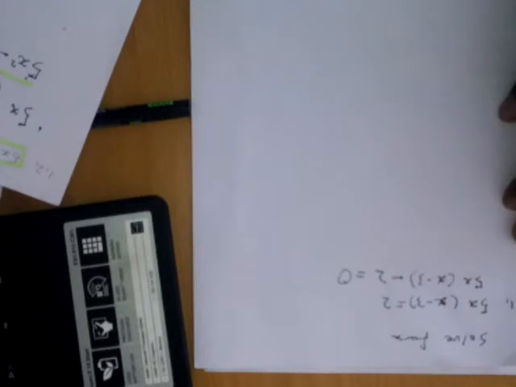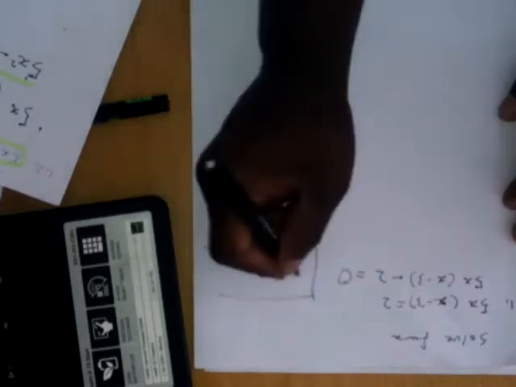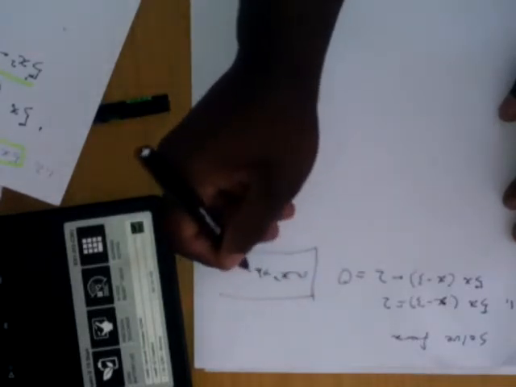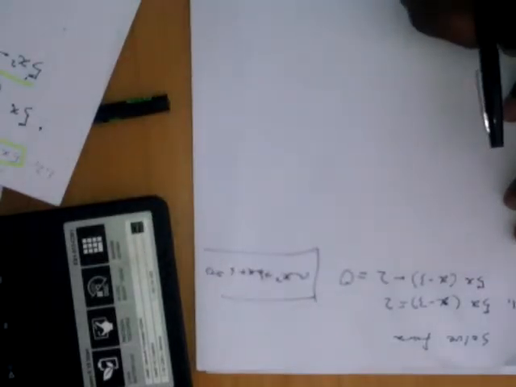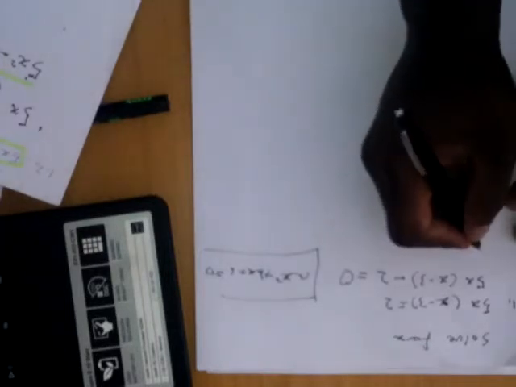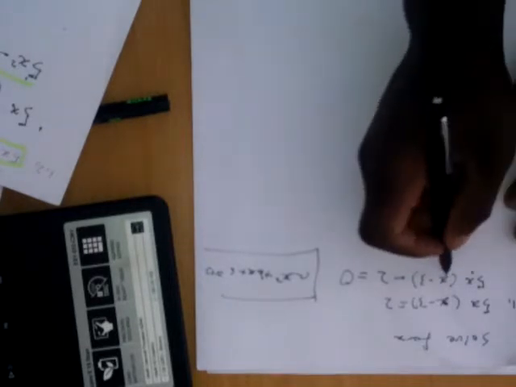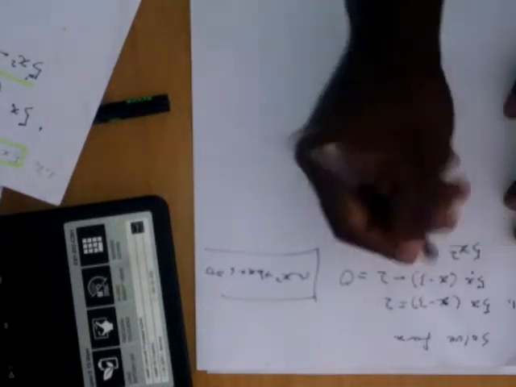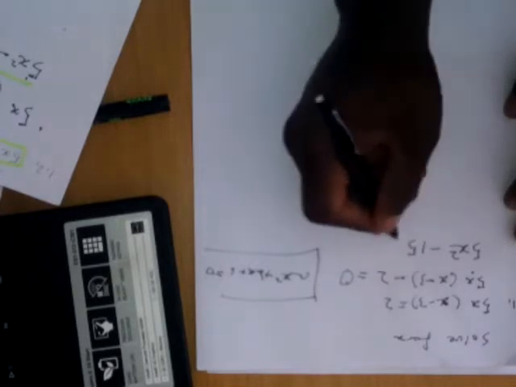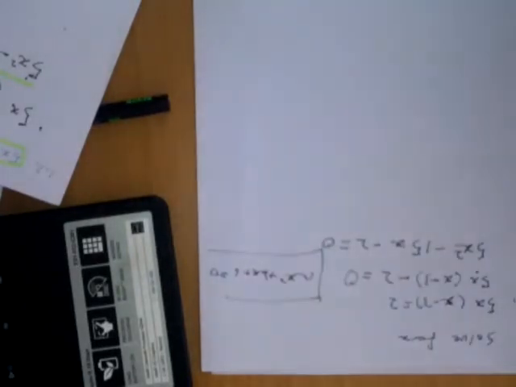A question I'm asking you: is this in the standard form I said before, ax squared plus bx plus c? The answer is no. It is not in the standard form. What do we need to do? We need to open this bracket: 5x times x is 5x squared, 5x times minus 3 is minus 15x, minus 2 is equal to 0. I hope you see, this now is in the standard form.